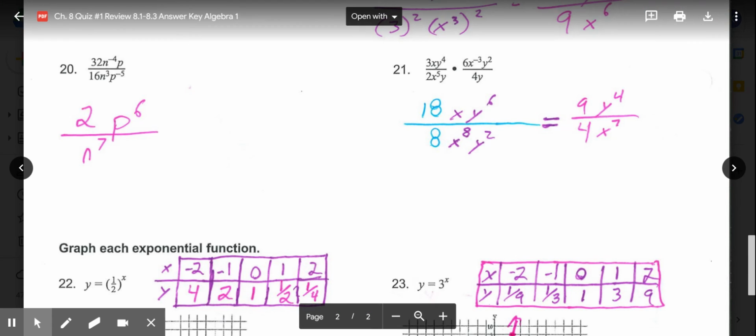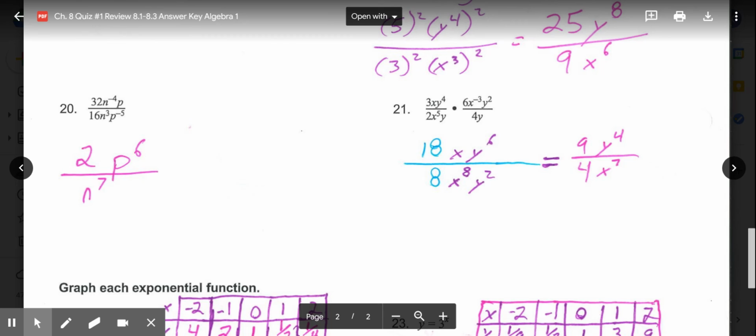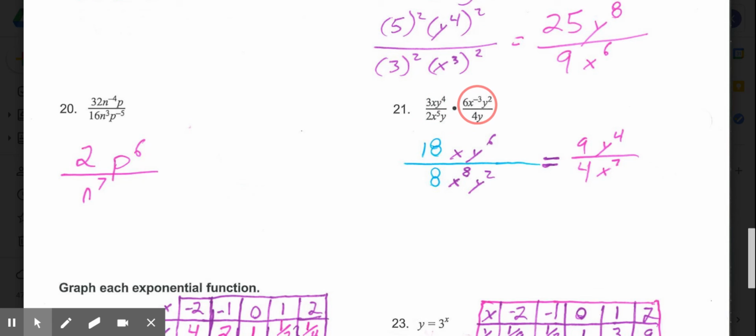And then our last computation problem is 21. So we have a fraction times a fraction. Now there's a few ways to do this, but what I'm going to do is just go across the top and then across the bottom. So when I'm dealing with that, I would have on top 3 times 6, which is 18. Then I just have this x here, so it would be an x, and then y to the fourth and y squared would be y to the sixth.